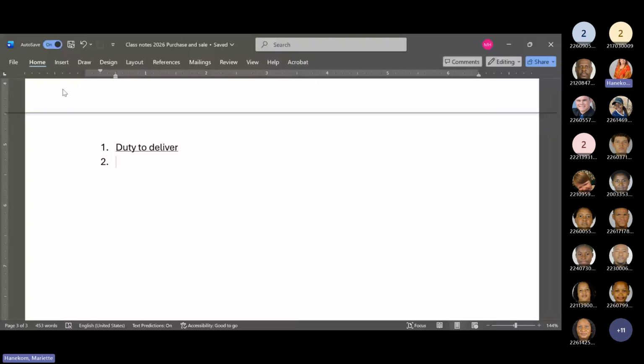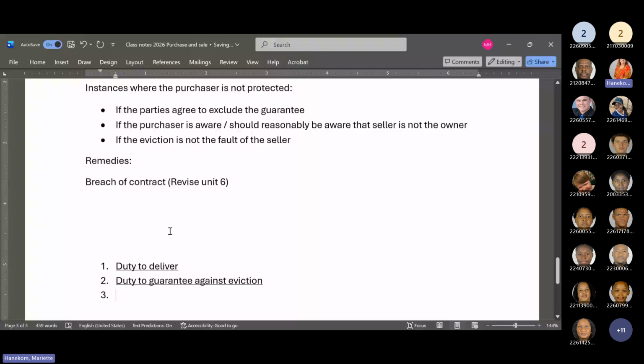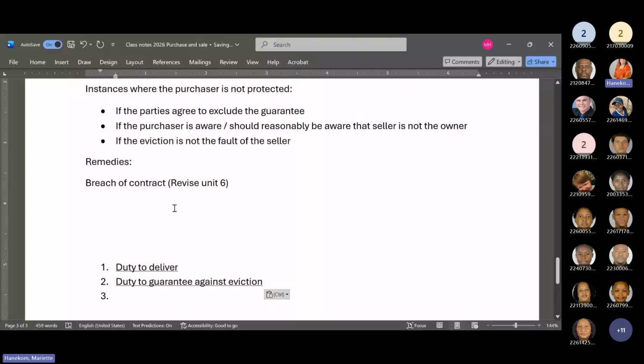Always remember, if I'm asking you to list something, always read your questions carefully. If I'm asking you to list something, you don't have to discuss them. A list is just that. It is a list. If I want detail, I will ask you to discuss them. But I will never ask you to discuss all the duties. Then I will indicate which duty I want you to discuss.